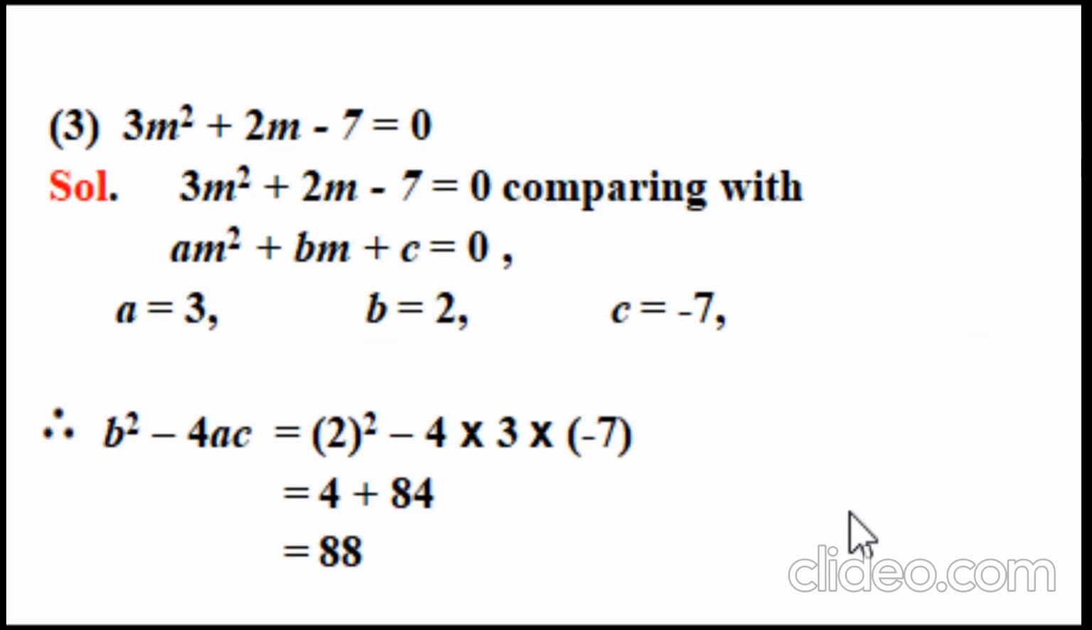Next, 3m square plus 2m minus 7 is equal to 0. Comparing with am square plus bm plus c is equal to 0, we get a is 3, b is 2, c is minus 7. So b square minus 4ac: square of 2 is 4, 4 3s are 12, 12 7s are 84. 84 plus 4 we get 88. So b square minus 4ac is equal to 88. We will use this value in the formula.